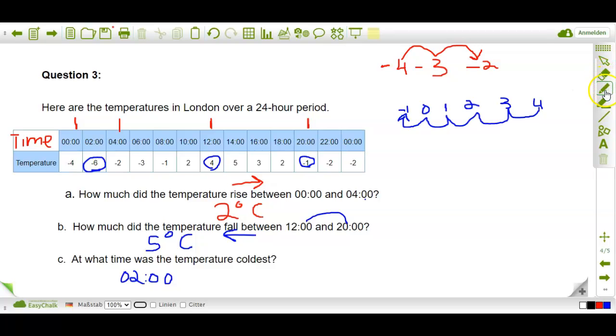Let me get a different color ink here. I'll use black. There was a rise between -6 and -2, because -6 is less than -2. There was also a rise between -3 and -1. There was another rise between -1 and 2. Then there was another rise between 2 and 4. There was a rise between 4 and 5, and that was the last rise. Good, so we have to find out the size of those rises in temperature.